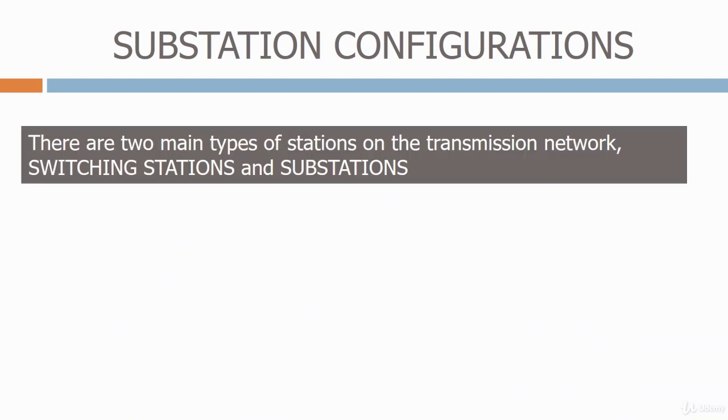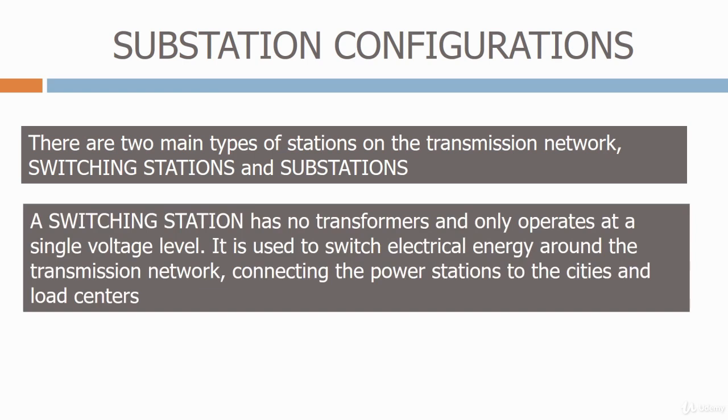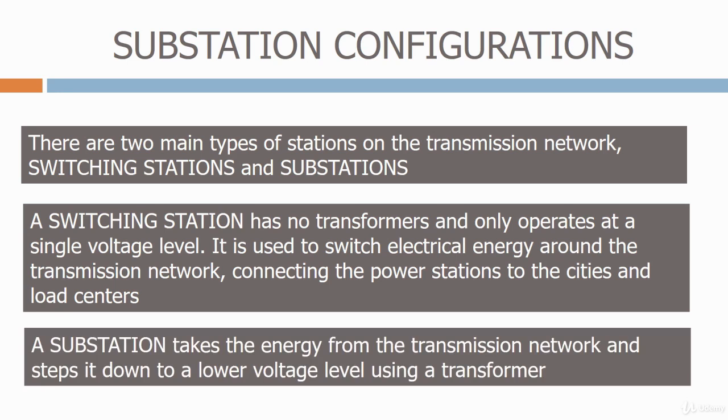There are two main types of stations on the transmission network: switching stations and substations. A switching station has no transformers and only operates at a single voltage level. It is used to switch electrical energy around the transmission network, connecting the power stations to the cities and load centres. A substation takes the energy from the transmission network and steps it down to a lower voltage level using a transformer.